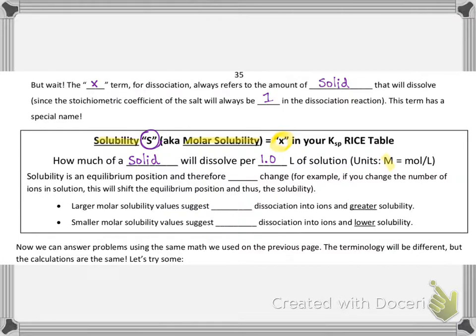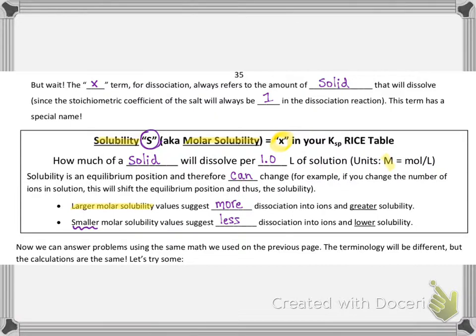Now, solubility is an equilibrium position, and therefore it can change. It can undergo shift left or shift right, just like any other equilibrium. If you have a larger molar solubility, basically a larger value for X, that suggests that you're having more dissociation into ions, so that's a greater solubility, just like having a greater value of KSP. And of course, a smaller X value, a smaller solubility, implies you have lower solubility. Kind of goes with the name.